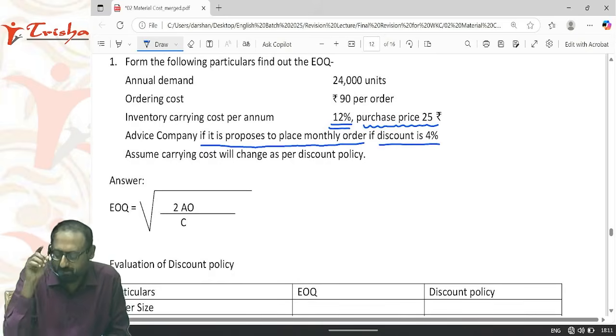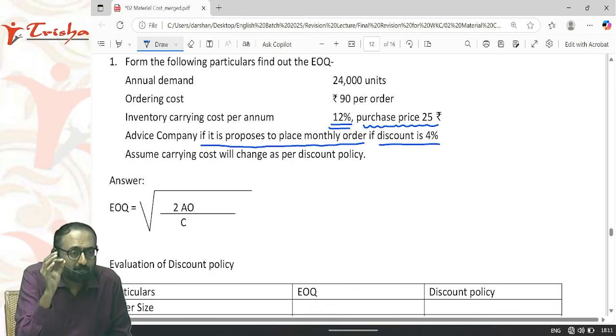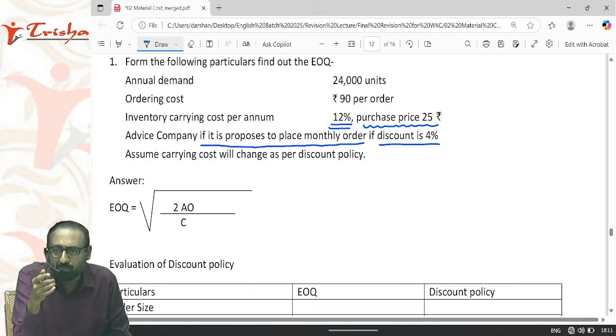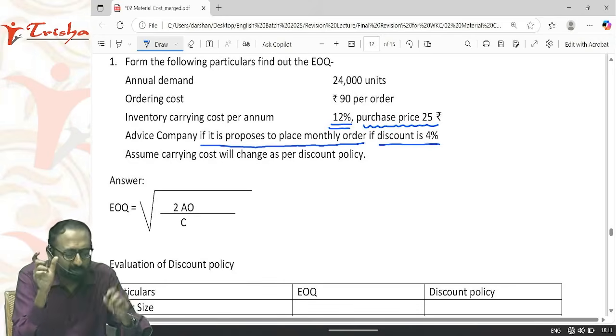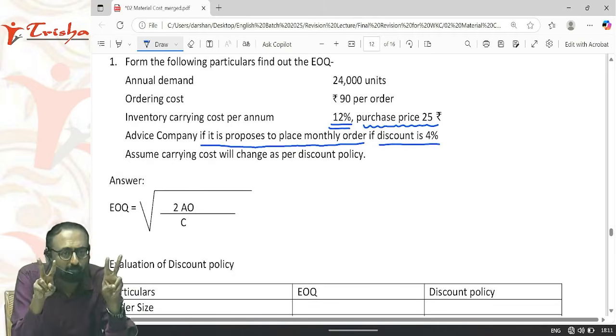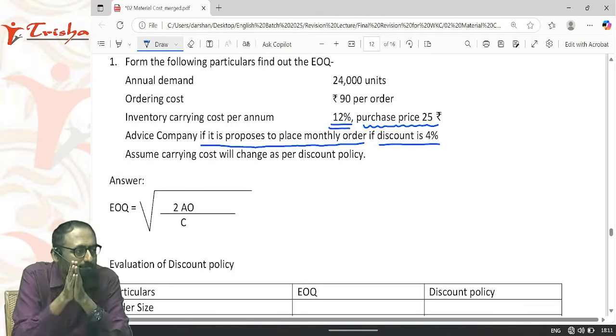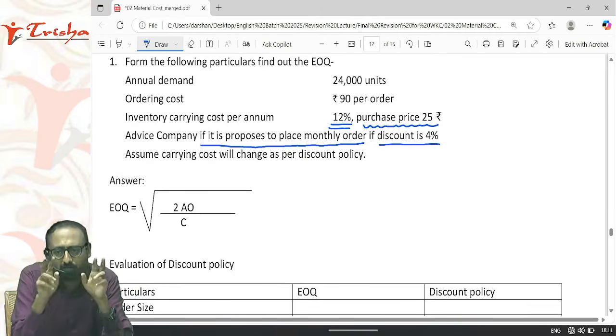By the way, how much is your annual demand? And if you want to purchase monthly, how much will be your order size? Is it 2000? Why? Monthly means how many orders will there be? 12 orders. So 24,000 divided by 12. Is it 2000? Yes or no?